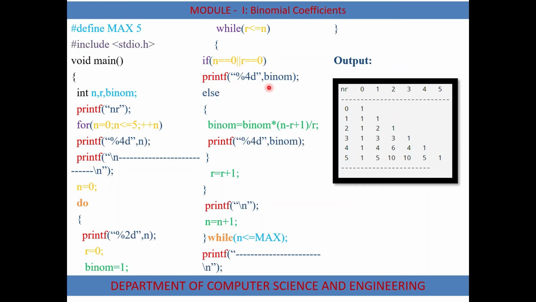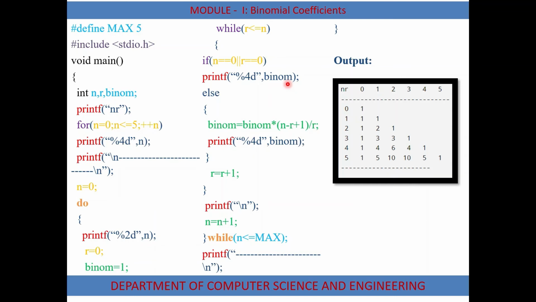So print the value of binomial. What is the value of binomial? That is 1. So print 1. Now after executing this, the control comes here. This part won't be executed because the condition is true. If the condition is not true, then the control comes here, that is, the else part will be executed. But here the condition is true, so this printf will get executed.